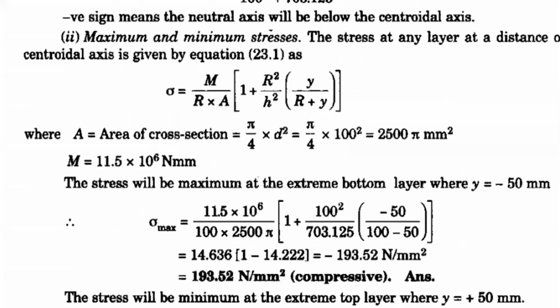Now verify your answers. Where A is the area of cross section, first observe the terminology, then you can substitute. Here M is the bending moment, R is the radius of curvature, A is the area of cross section, H square is the square value of your circular section, and Y is your centroidal distance.